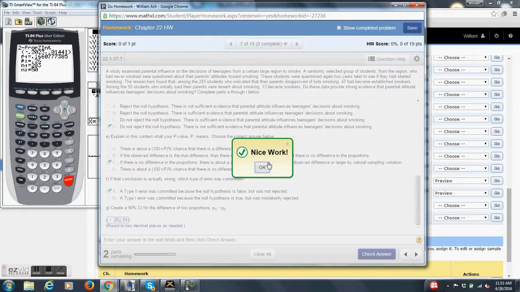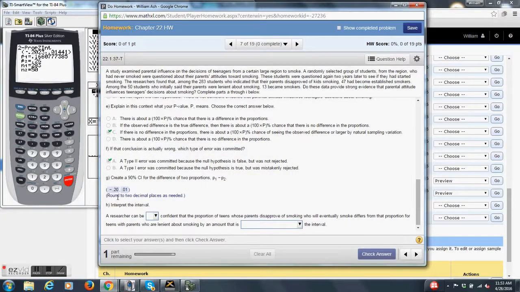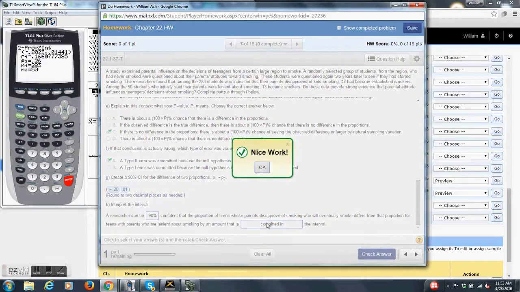Like I said, all the figuring and formulas just get so long, you really just want to use a calculator. So what we're saying is, looking at this confidence interval, it's somewhere between negative 20% and positive 1%. The idea is that 0 is a possibility. So there is a possibility within this confidence interval that there was no difference. So we're 90% confident that the proportions differ by an amount contained in the interval. Because 0 was our assumption.